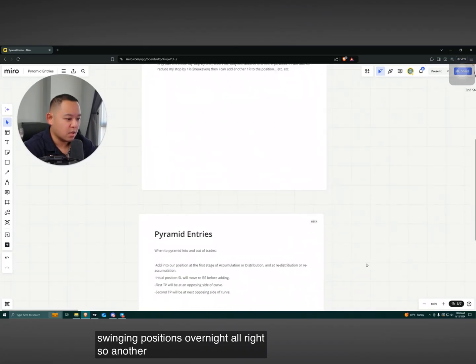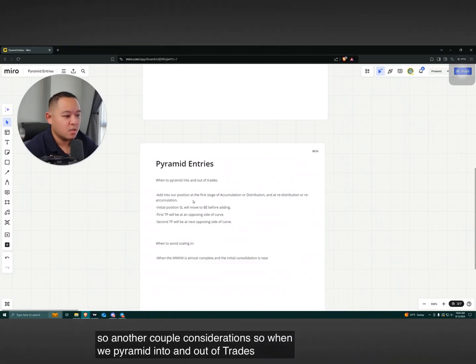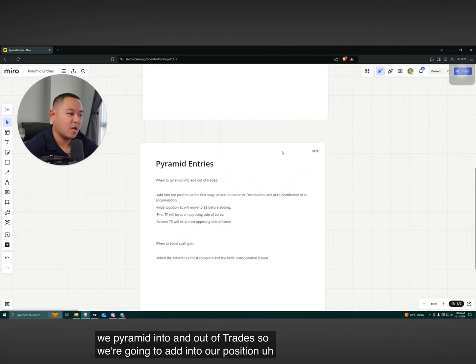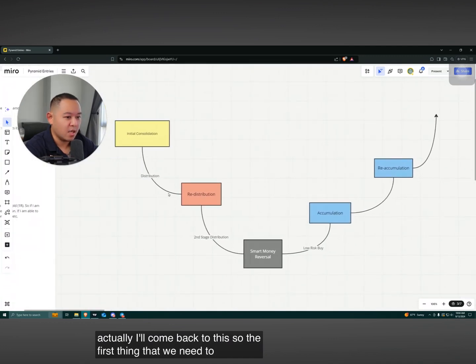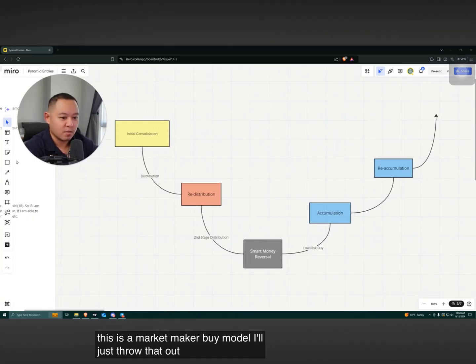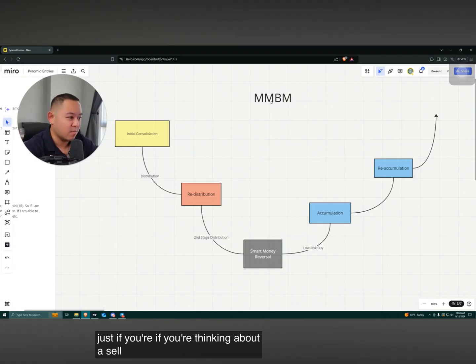So, another couple considerations. So, when we pyramid into and out of trades, so we're going to add into our position. Actually, I'll come back to this. So, the first thing that we need to understand is the actual market maker model. Now, this is a market maker buy model. I'll just throw that out there. If you're thinking about a sell model, it's pretty much the opposite.